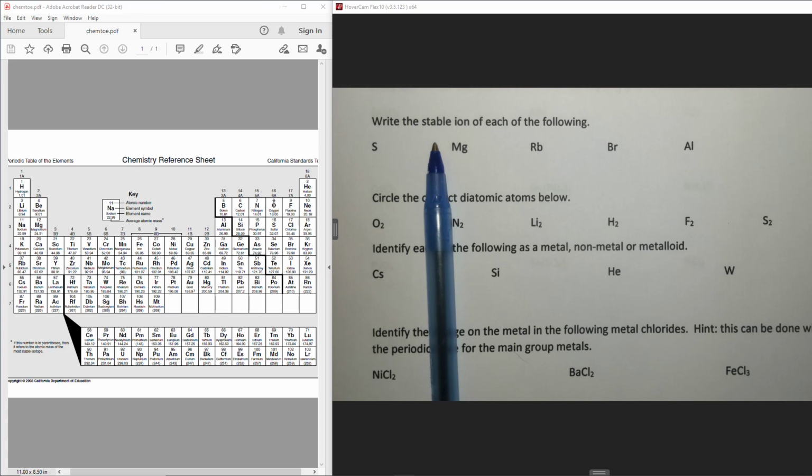If you have oxygen, for example, it likes to gain 2 electrons to be like neon. And if you have nitrogen, for example, it likes to gain 3 electrons to be like neon. Said another way, the halogens, the 7A atoms, like to be -1 to be like a noble gas. Oxygen and sulfur like to be -2 to be like a noble gas. And nitrogen likes to be -3 to be like a noble gas.